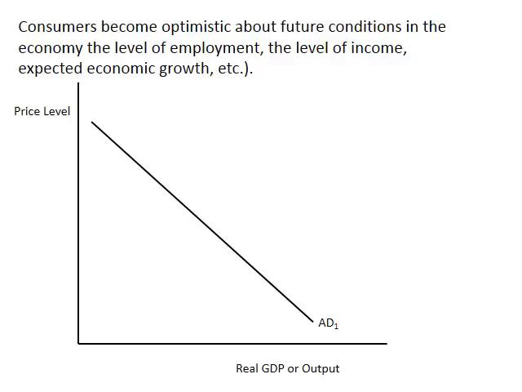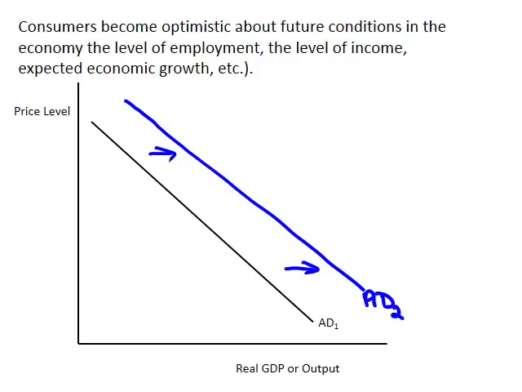Okay, we have consumers becoming optimistic about future conditions in the economy. The level of employment, the level of income, expected economic growth, so they're feeling confident. It makes sense that they would then start to spend more. So AD is going to shift to the right. We'll show it with two arrows. We'll call it AD2. And the component is C for consumer spending.